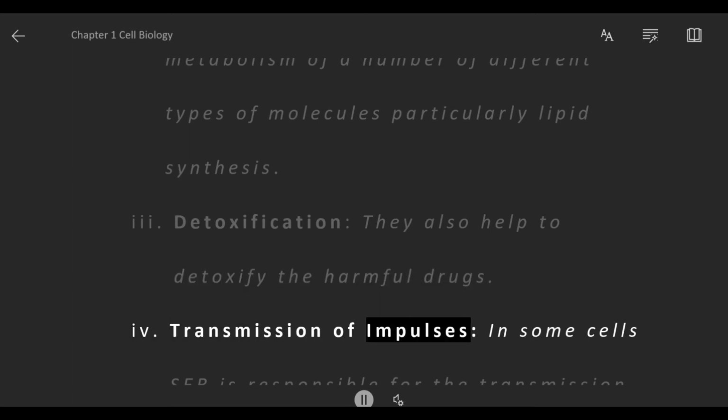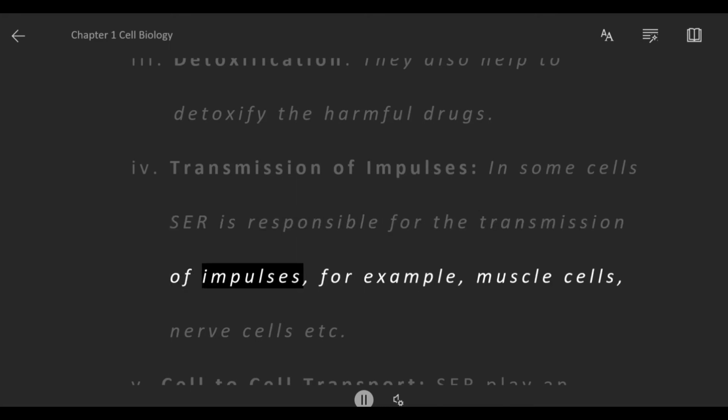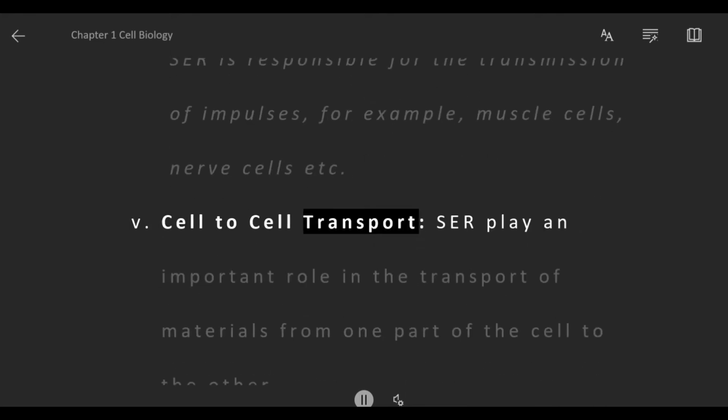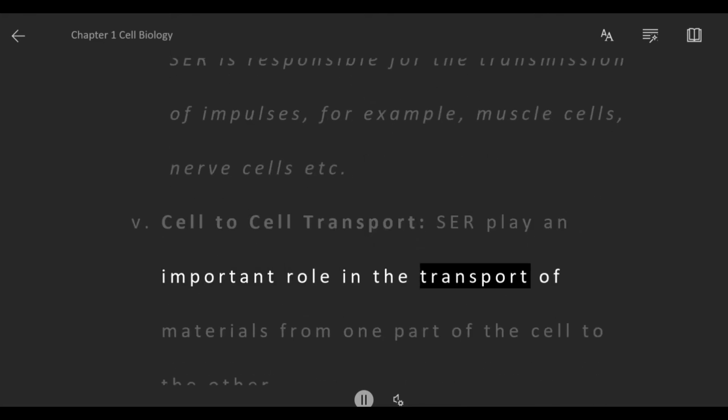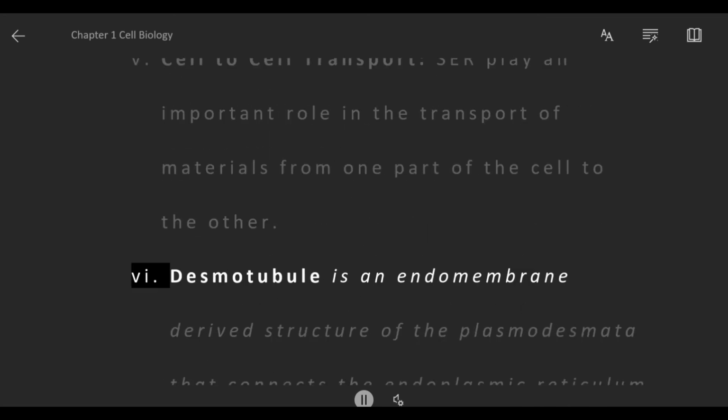4. Transmission of impulses. In some cells, SER is responsible for the transmission of impulses, for example, muscle cells, nerve cells, etc. 5. Cell-to-cell transport. SER plays an important role in the transport of materials from one part of the cell to the other. 6.